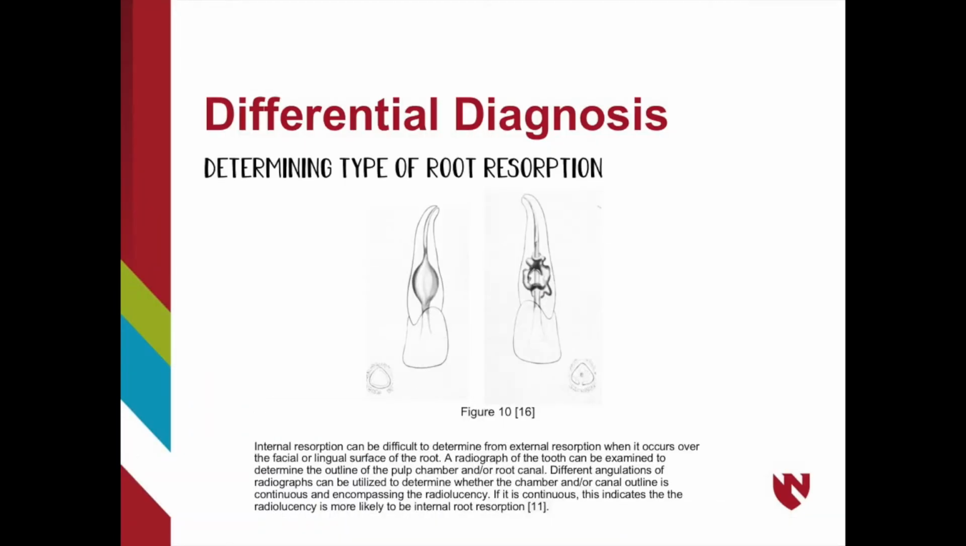Internal resorption can be difficult to distinguish from external resorption when it occurs over the facial or lingual surface of the root. A radiograph of the tooth can be examined to determine if the outline of the pulp chamber and/or root canal is visible. Different angulations of radiographs can be utilized to determine whether the chamber and/or canal outline is continuous and encompassing the radiolucency. If it is continuous, this indicates the radiolucency is more likely to be internal root resorption.